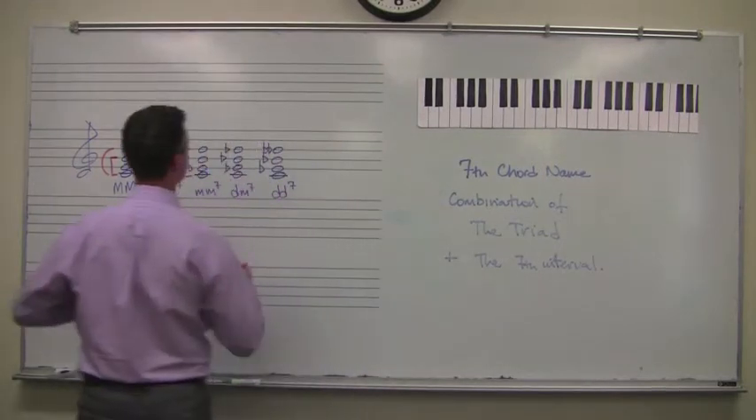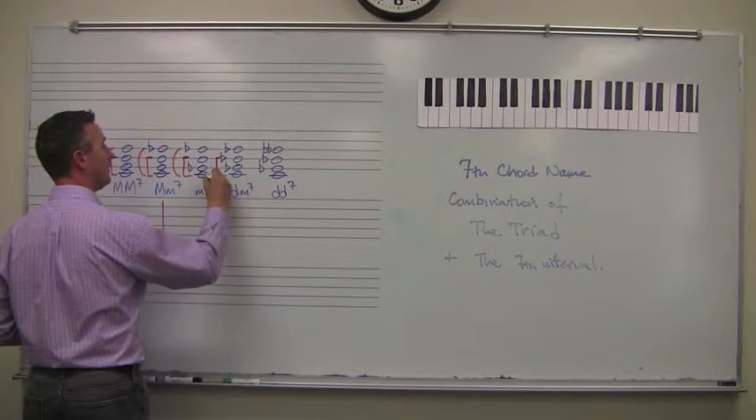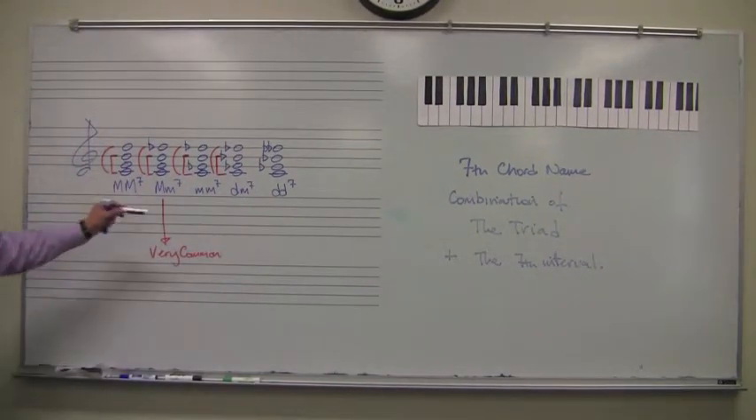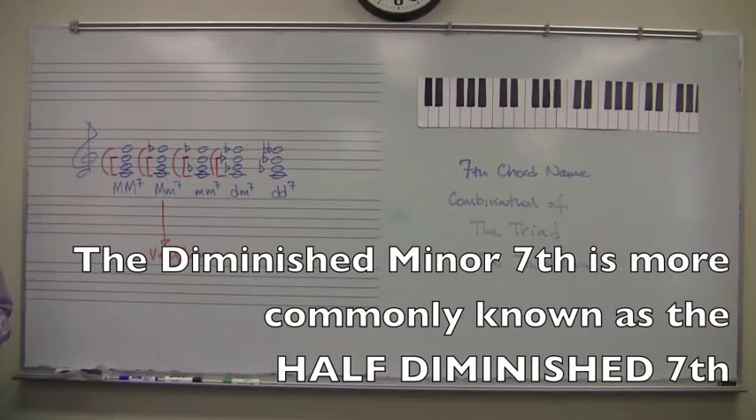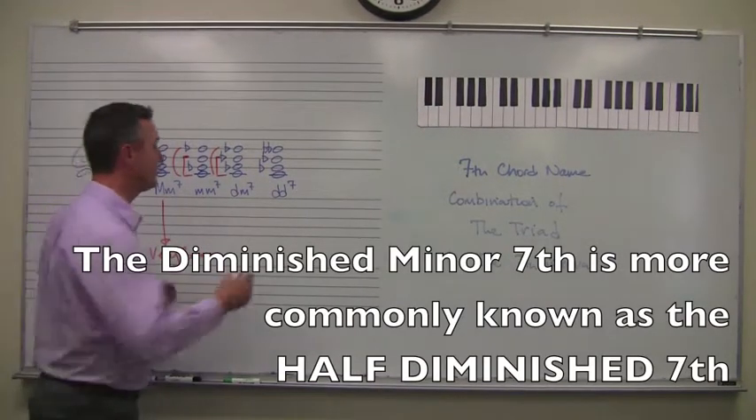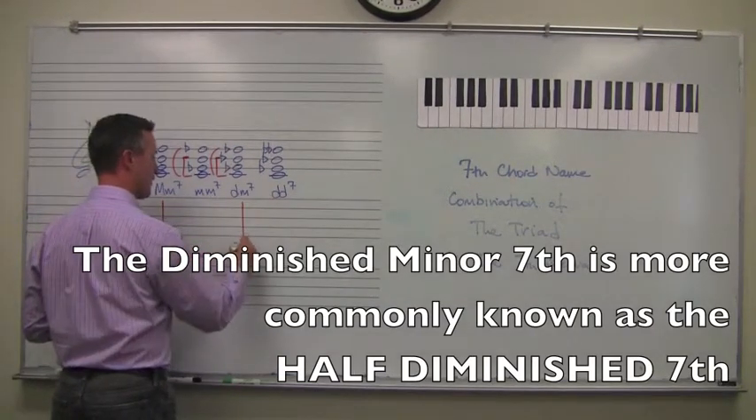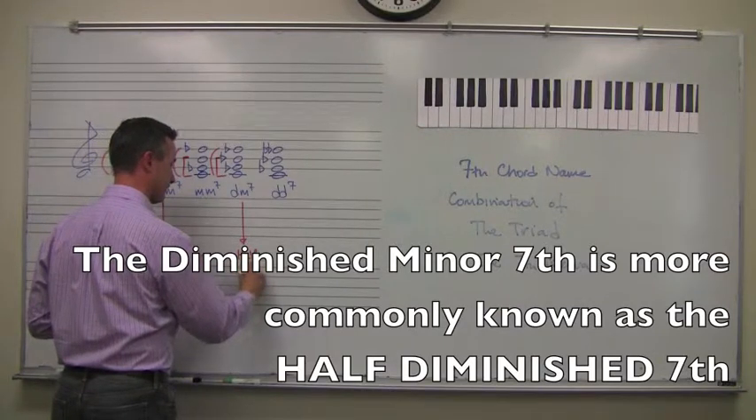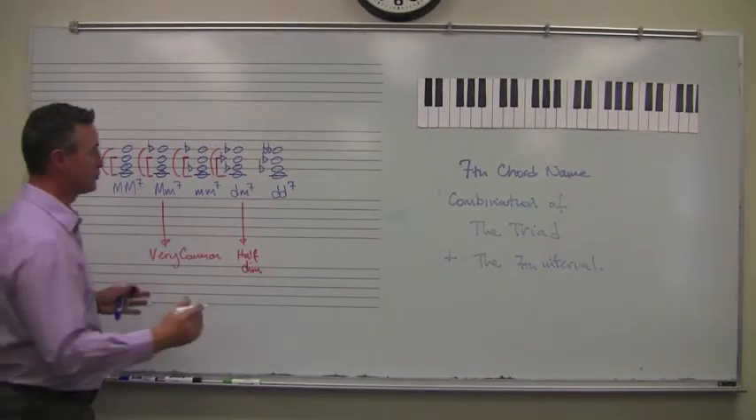The next one is the diminished minor 7. That is a diminished triad and a minor 7th. And the diminished minor 7th has a specific name. Both these last ones have alternate names. This one is called the half diminished. And the next one we'll see in a moment. We'll just jump right onto it.